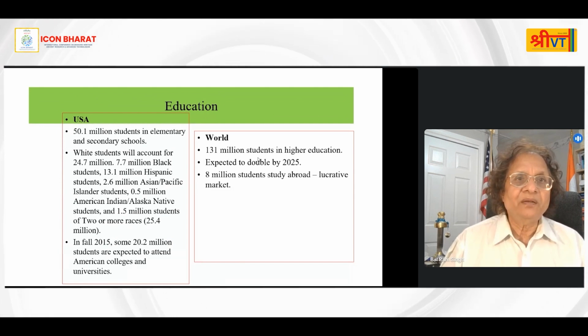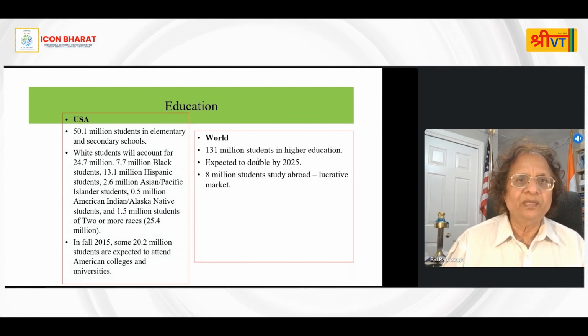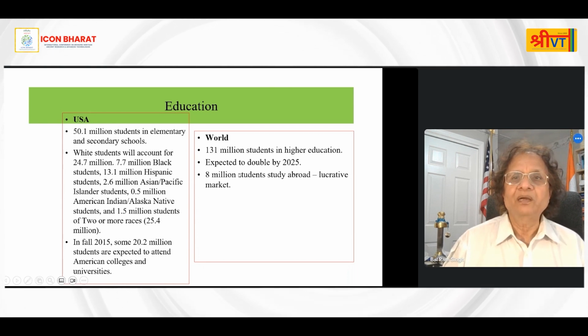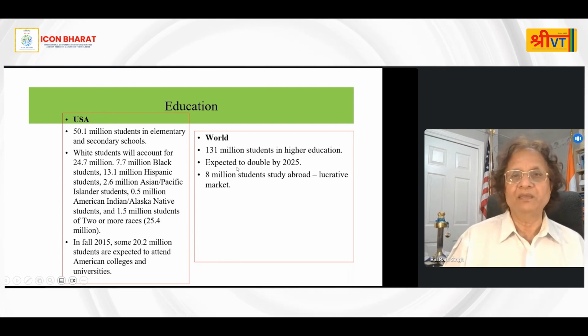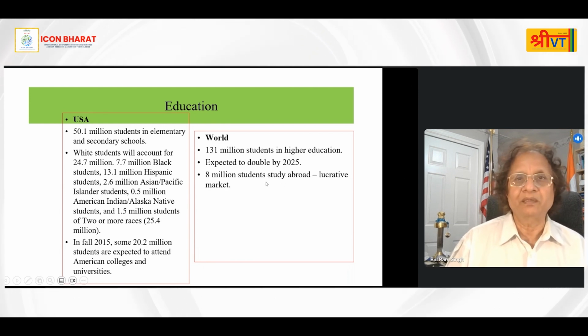Education in the USA: there are over 50 million students in elementary and secondary schools. And then there are various different kinds of groups that they have. In fall of 2015, some 20 million students were expected to attend American colleges and universities. In the world, there are 131 million students in higher education, expected to double by 2025. So it will be more like 200 or 300 million students. 8 million students study abroad. It's a very lucrative market because people pay tuition fees.